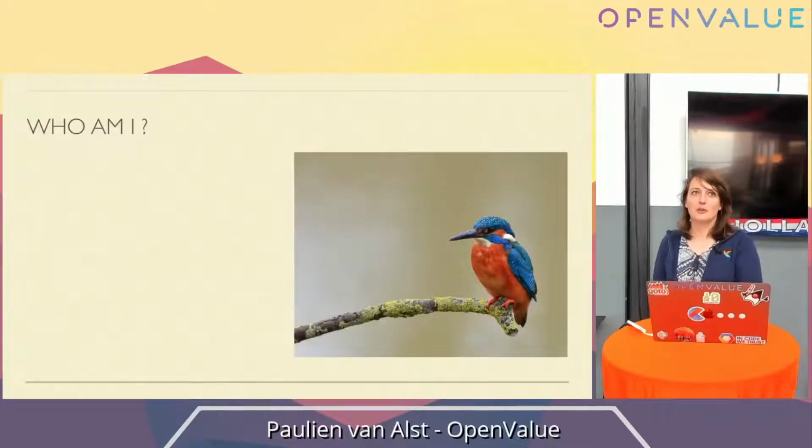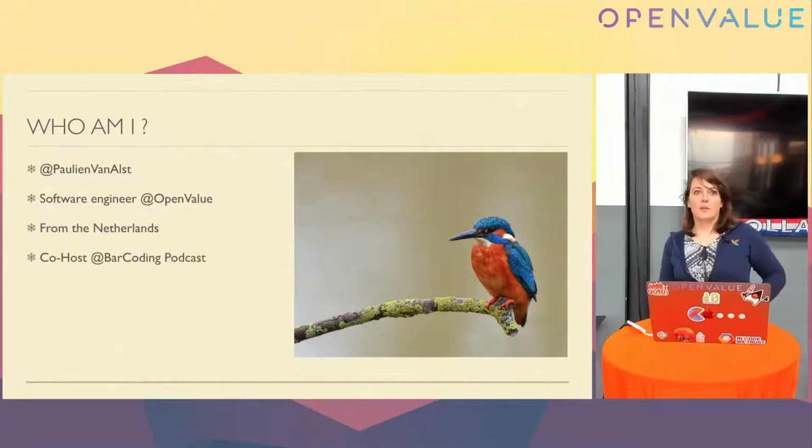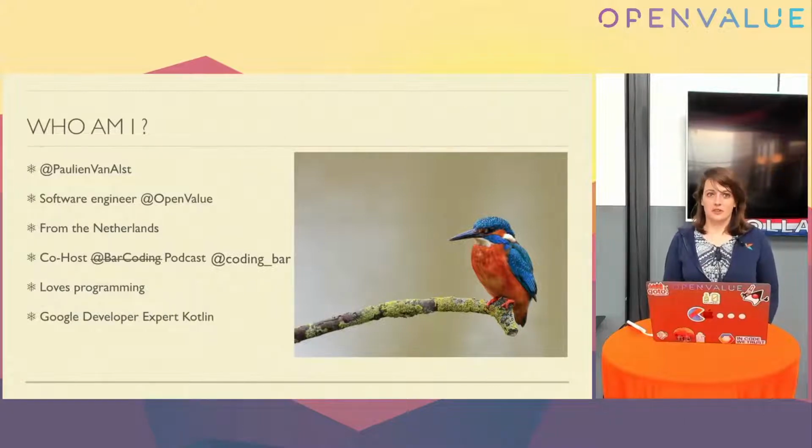So first, an introduction about myself. Well, Wouter gave it all away, but some small information here. You can follow me on Twitter under this Twitter handle, at Paulien van Alst. I'm a software engineer at OpenValue. I'm from the Netherlands obviously, and I'm a co-host at the Barcoding podcast. You can find us on Twitter under this very confusing Twitter handle, coding_bar, where you can follow us on our new episodes that are released monthly and talking about software engineering. I'm in love with programming, so luckily I can do that all day because that's all I want to do actually. And as Wouter said, I'm a Google developer expert in Kotlin.